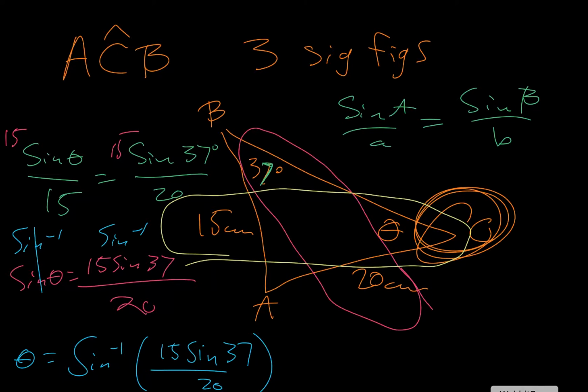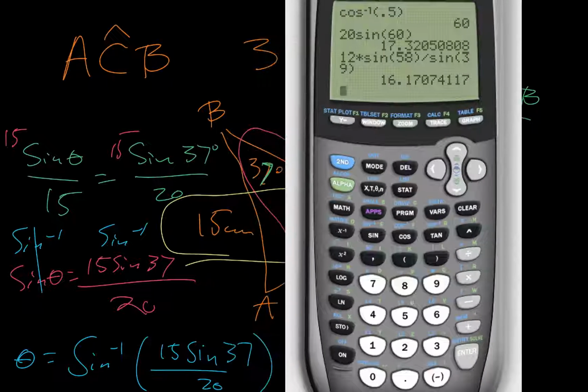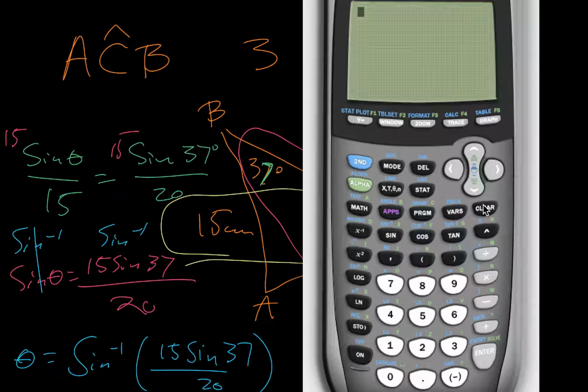Now, I'm not going to directly type it into my calculator like that. I'm going to show you how I do it so I don't get confused. So I'm actually just going to worry about the stuff that's inside of the inverse sine. So I'm just going to say 15 times sine 37, parenthesis, divided by 20. Hit enter. Then I'm going to go to second inverse sine. And I'm not going to type that in. I'm going to say last answer.